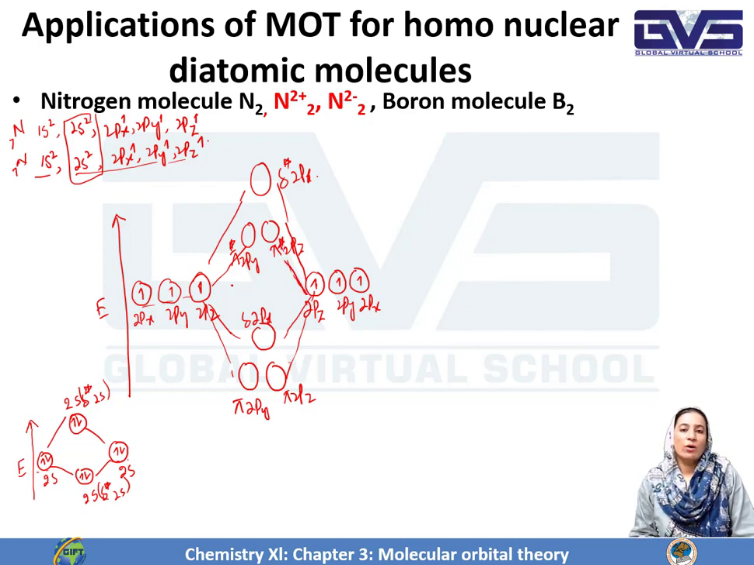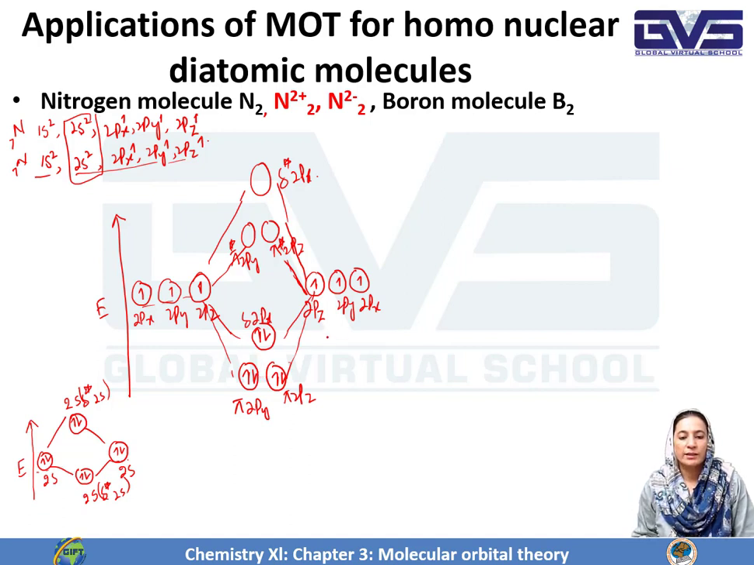Now fill the electrons according to the Pauli exclusion principle and Hund's rule. You have a total of 6 electrons. Start from the lower energy levels, 1 and now 2, because they are of the same energy level. So first one will go, then the next one, 2, 3 and 4. Now you have 2 more, 5 and 6. So the electrons are completely filled in the bonding molecular orbitals.